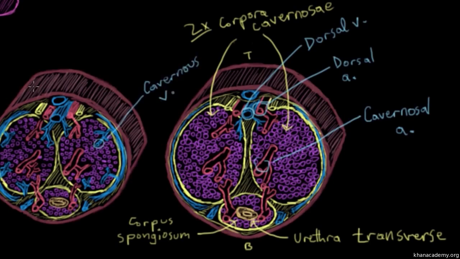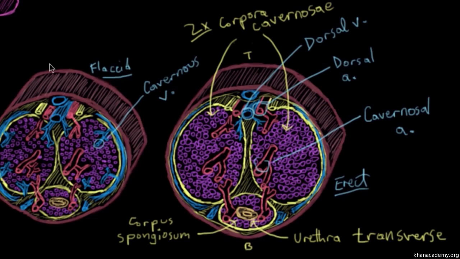But under normal conditions, i.e., when you do not have an erection, the blood flow into the penis equals the blood flow out of the penis, so there's no actual net change in erection status. And let's just label these here. This one on the left here is flaccid, and this one over here on the right is erect.